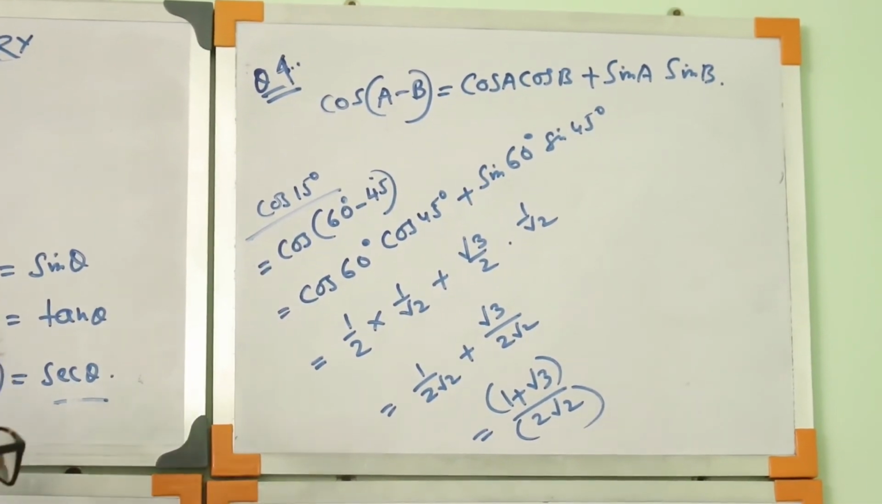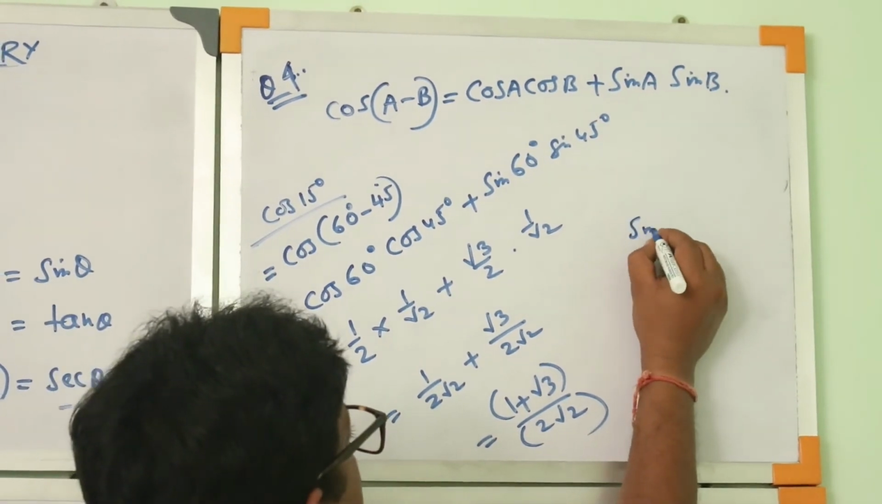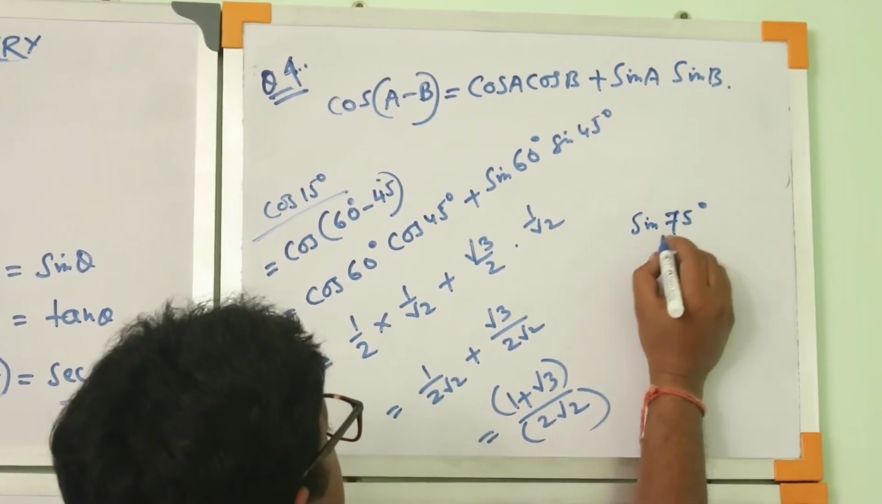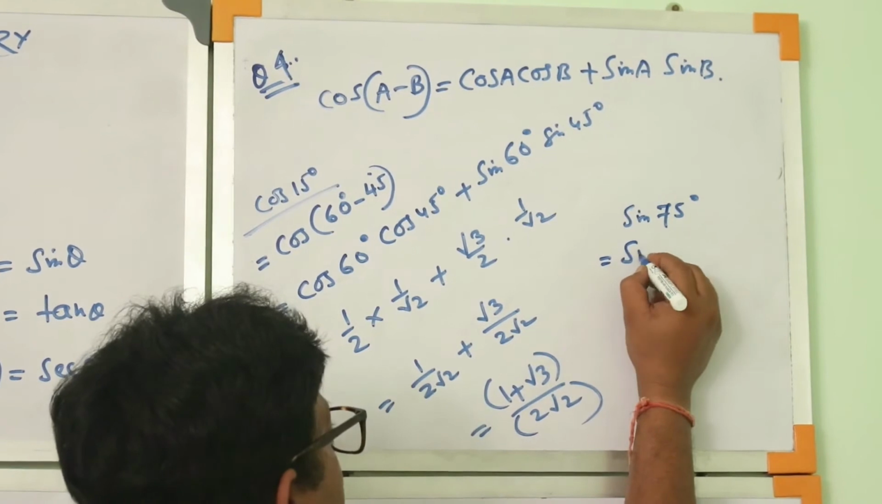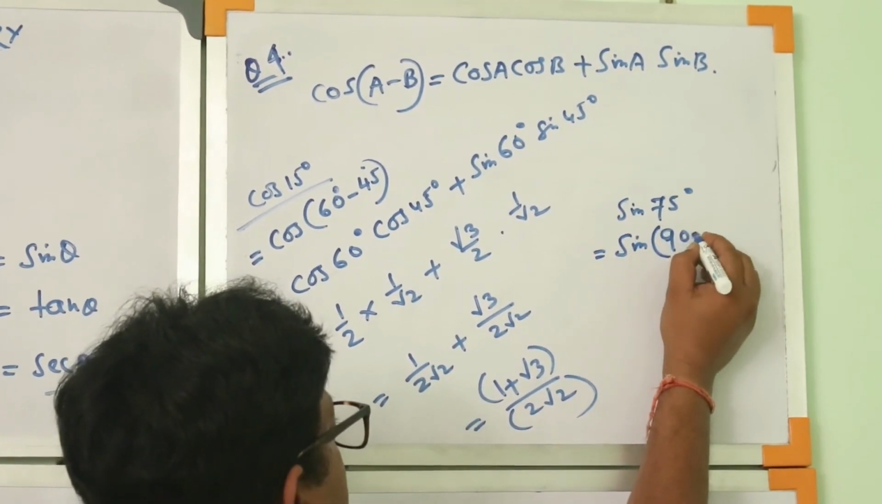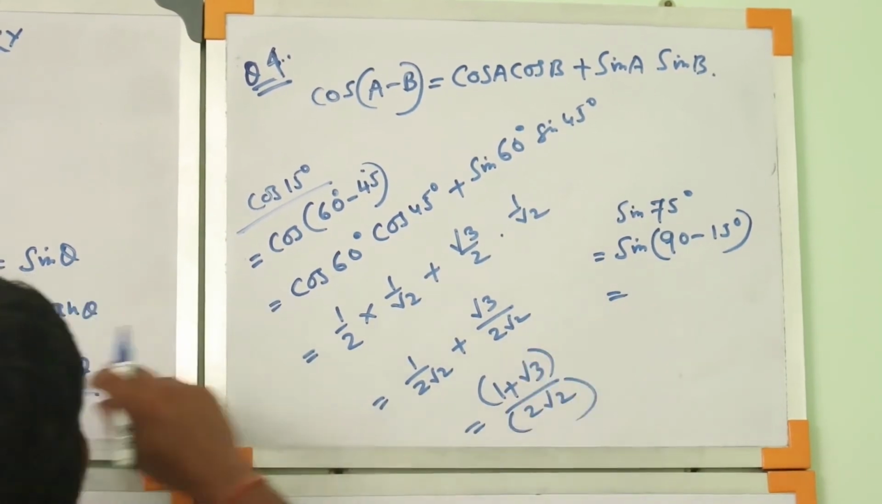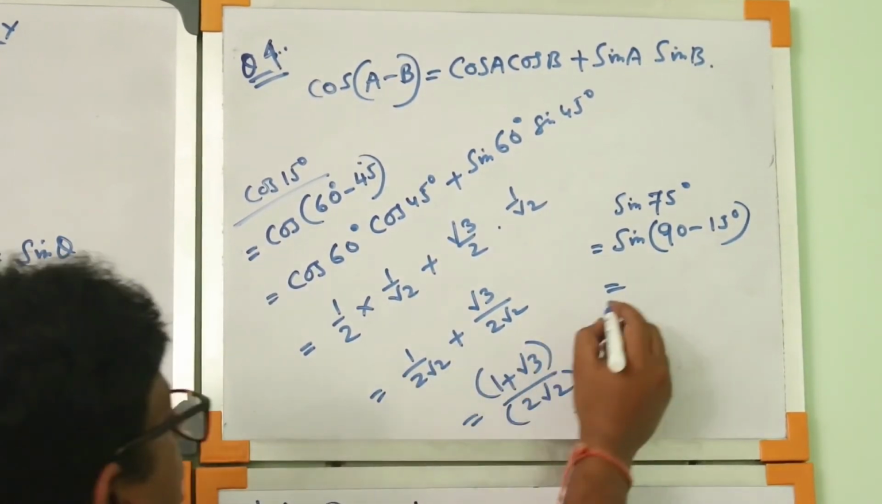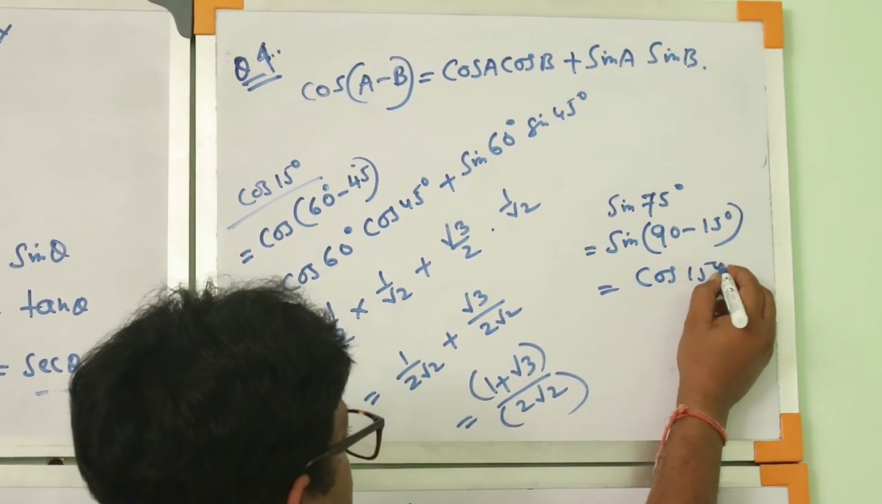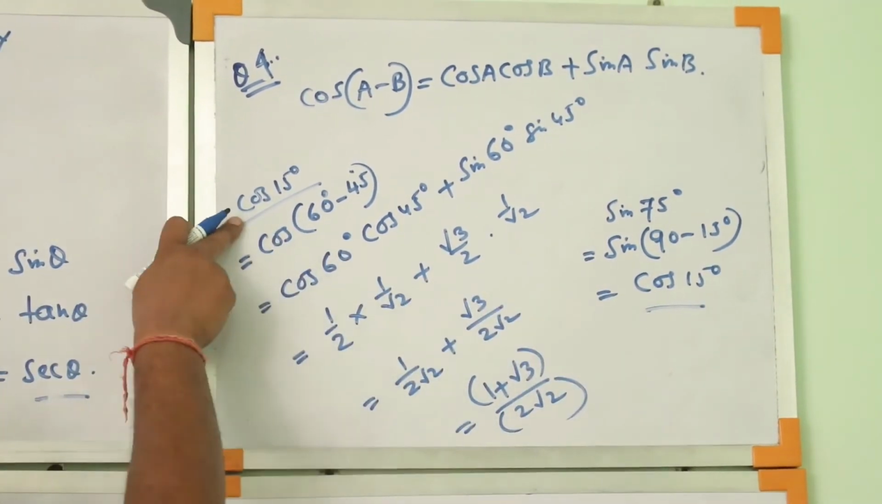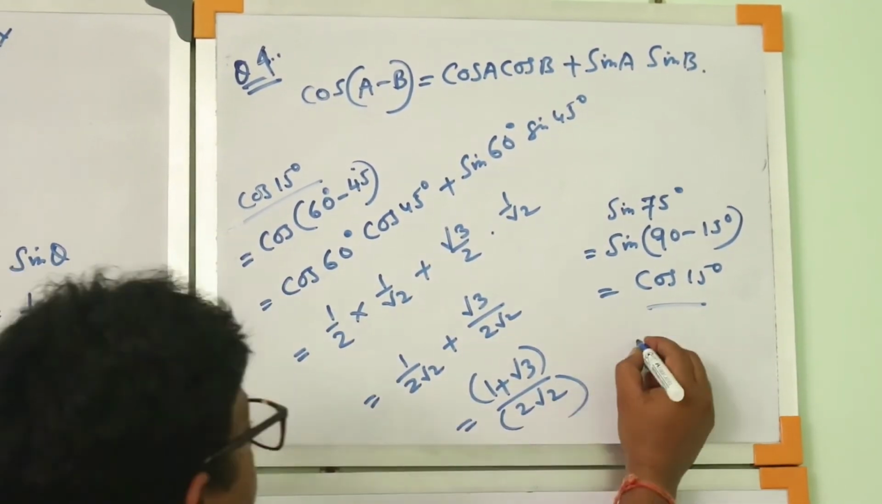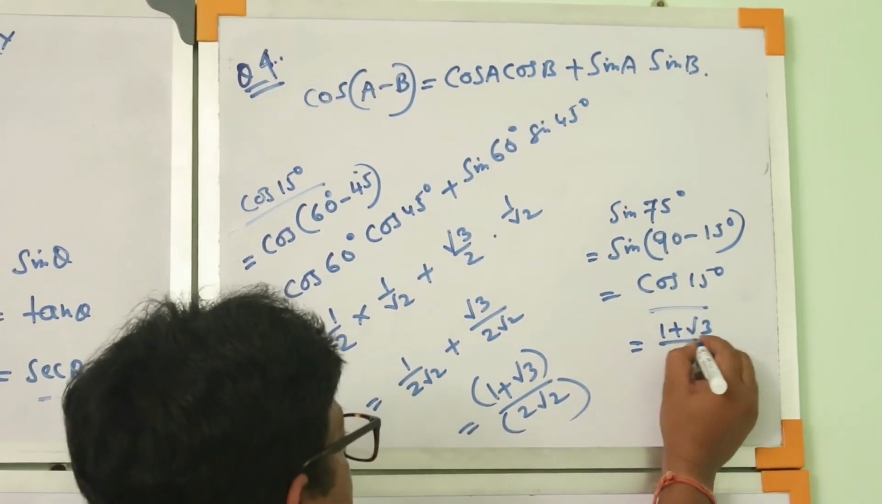What will be the value of sin 75? Sin 75 means we can write sin 90 minus 15. So sin 90 minus theta is equal to cos theta. So we can write cos 15 degree. So we have already derived the value of cos 15, that is equal to 1 plus root 3 by 2 root 2.